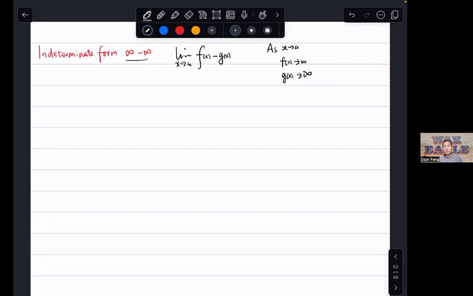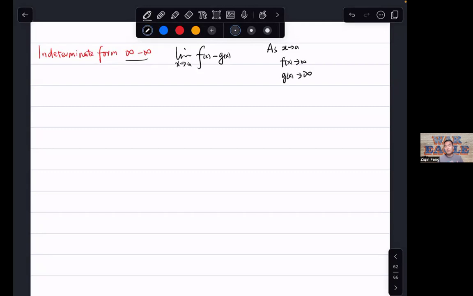Cannot be negative infinity because infinity plus infinity minus negative infinity will give you infinity plus infinity, which is infinity. So only positive infinity minus positive infinity, or negative infinity minus negative infinity are undetermined.